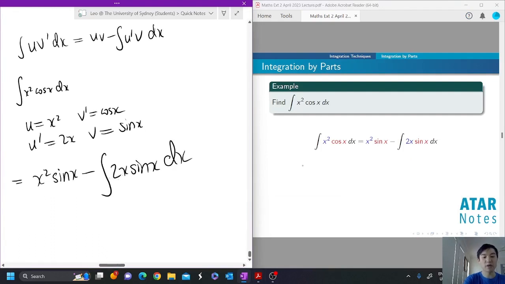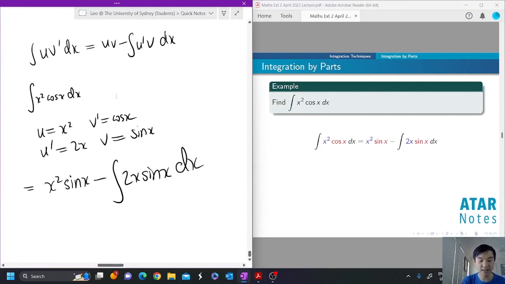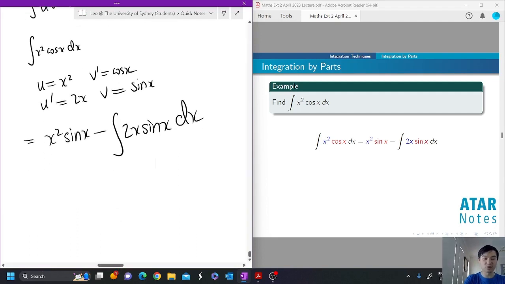Now, the problem with this is you can see this thing here is still something we don't know how to integrate yet. We've got a 2x times a sine x. This is what I mean by integration by parts isn't as straightforward as the product rule. With the product rule, you could have just directly applied it and you would have gotten your derivative. The problem here is we just got another integral which we're not sure how to integrate. So let's try doing integration by parts again on this integral.